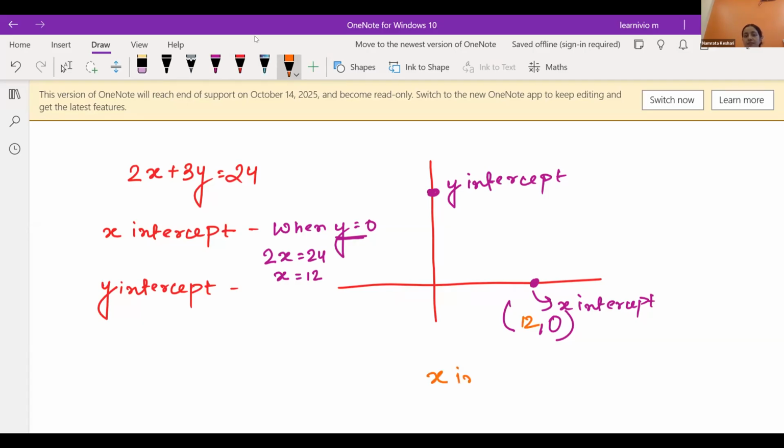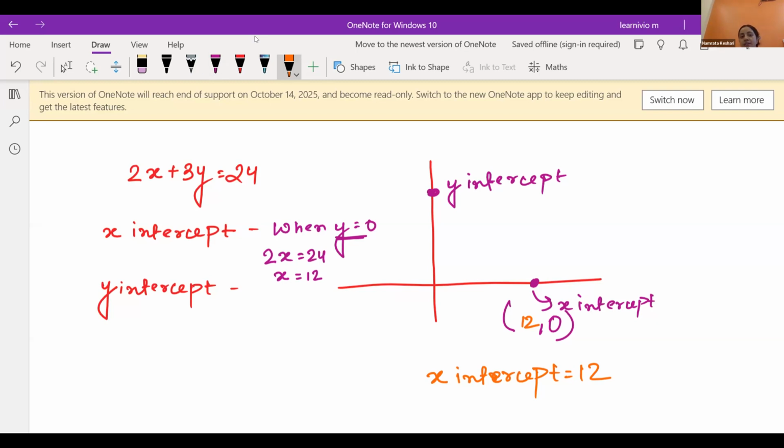Making sense? Is it making sense, Manvi, Mariam, Nabila? Are you getting it? Yes or no? Yes, ma'am.